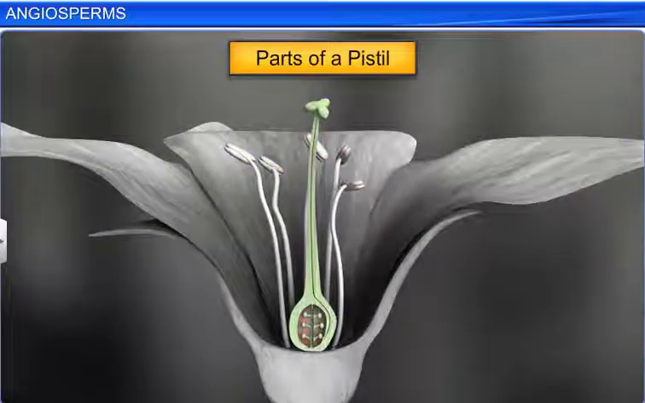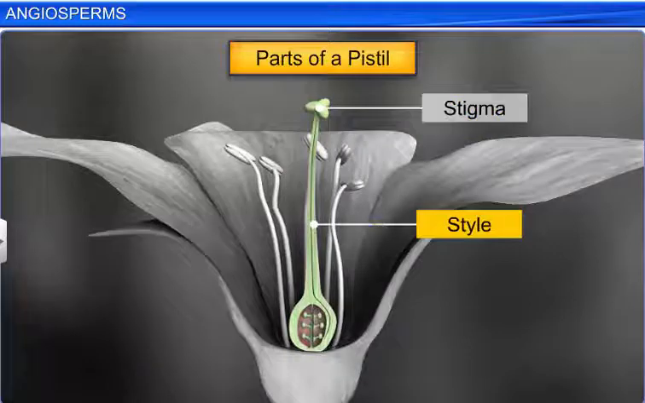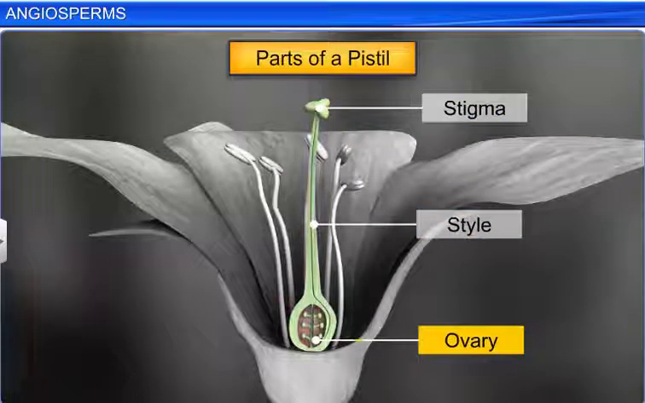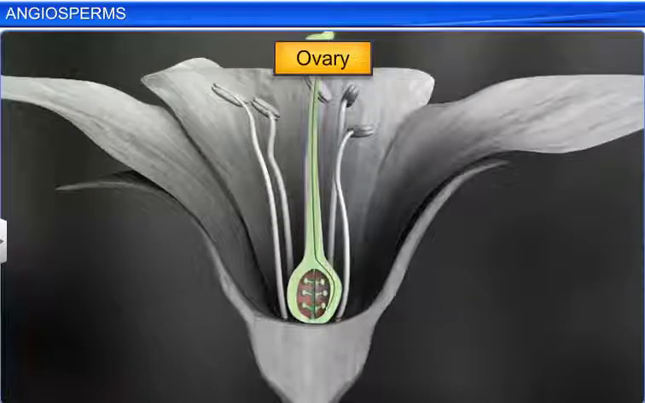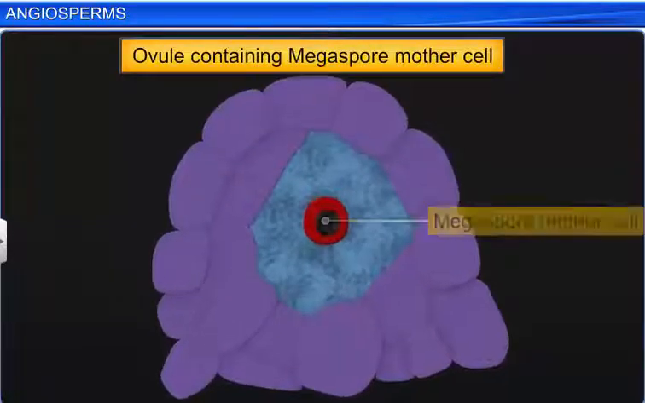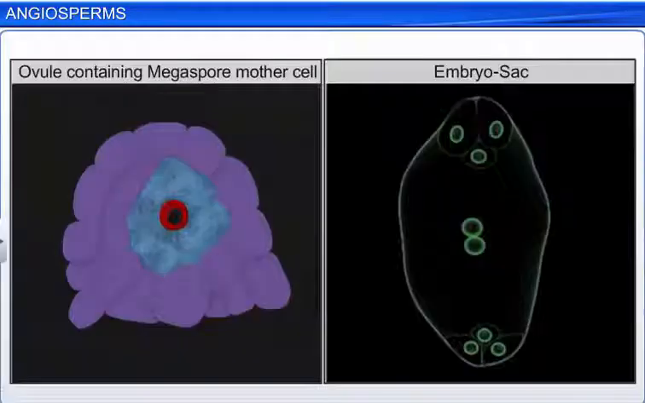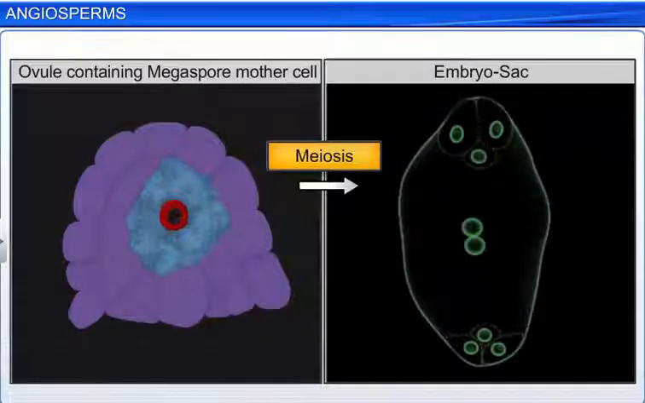On the other hand, the pistil consists of the stigma at the tip, followed by the style in the middle and an ovary at the base. The ovules, or the megasporangia, are present inside the ovary. These ovules contain the megaspore mother cell, which, following meiosis, develops into the haploid female gametophyte called the embryo sac.